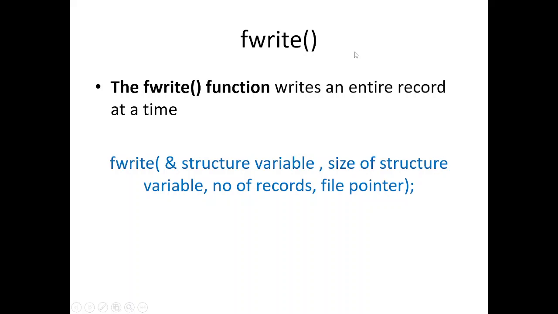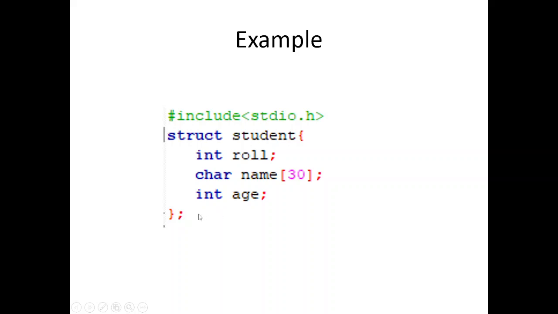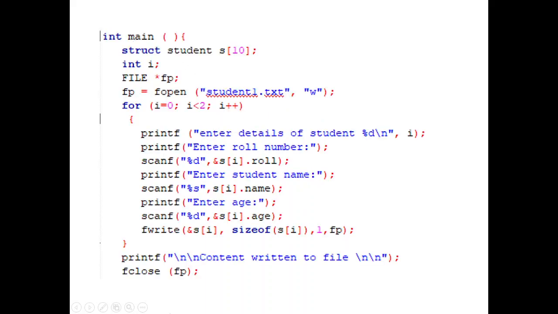Likewise, fwrite, to write the entire record, to write a structure content to a file, we are going to use fwrite. So let us assume this. We are having a structure named student where it has three members. One is int roll, next the name, next the age. So in the main program, I have declared a variable s of type student, and it is an array type, right? And I'm going to open the file in write mode.